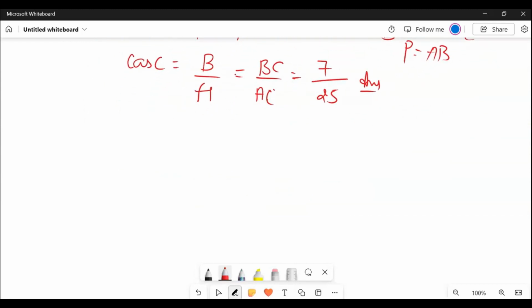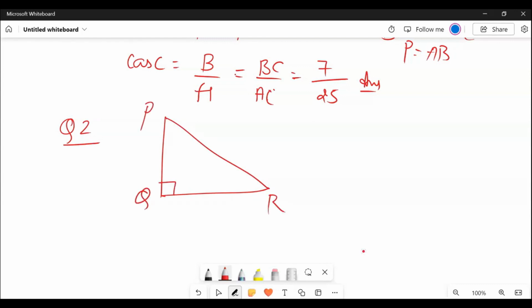Okay. Let's go with question number 2. There is a figure given in that. Okay, first we draw the figure. In this figure, there is a triangle called PQR, right angle at Q, and this is your 12 centimeter, and this is your 13 centimeter. Okay, we need to find out tan P minus cot R in this question.